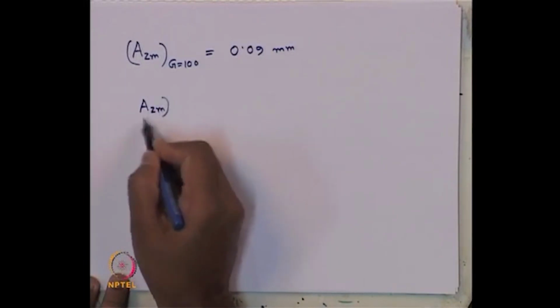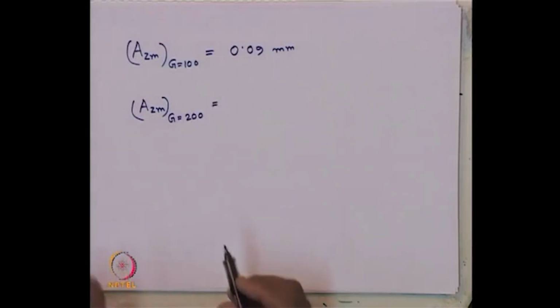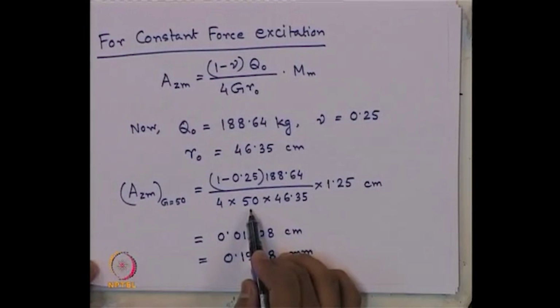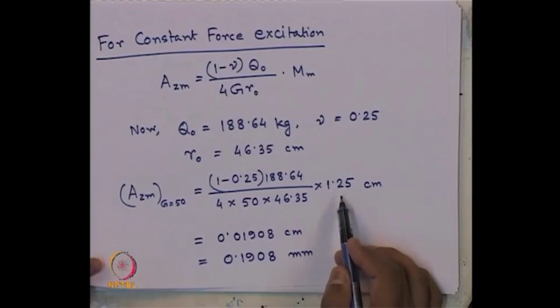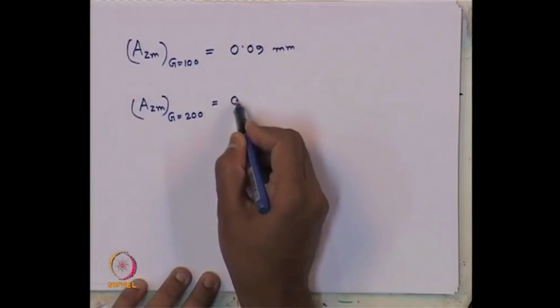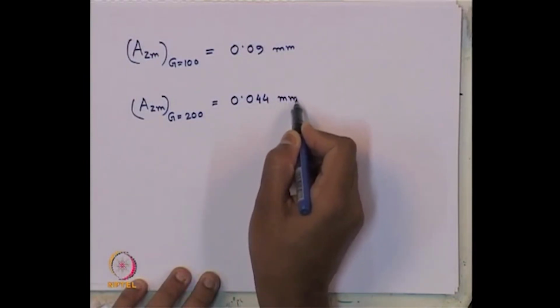And AZM for G equals 200. What are the changes in values? Let us see again. This will become 200 and this value we have read from the design chart as 1.15. So, put it there. After calculating, we are getting 0.044 millimeter.